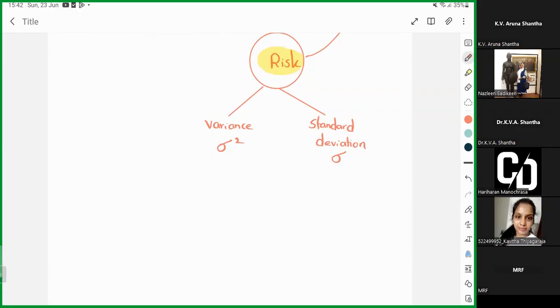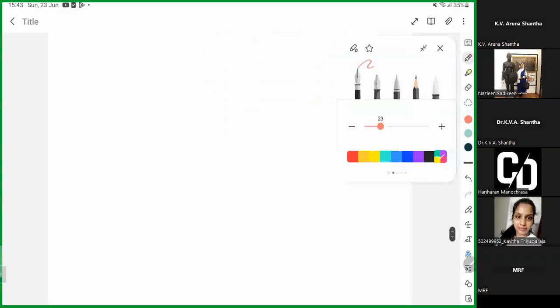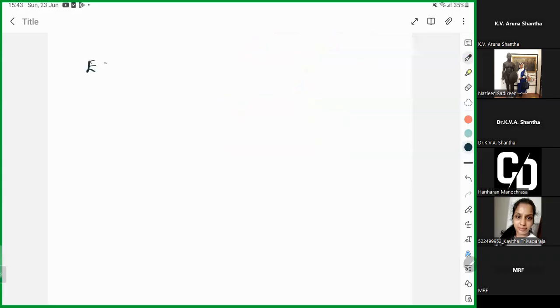Right. Now let's see how you calculate sigma squared and sigma. Let's take a very simple example. Let's say these are the rate of return over the last 5 years. Sorry, we'll take the last 4 years: 2020, 21, 22, and 23. Rate of return we give by R. R is the rate of return.